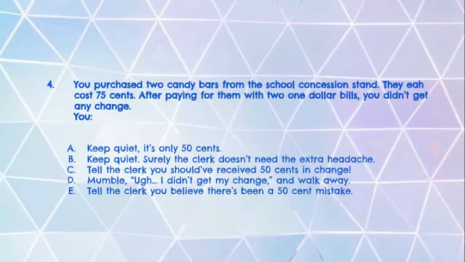Number 4: you purchased 2 candy bars from the school concession stand. They each cost 75 cents. After paying for them with 2 $1 bills, you didn't get any change. Do you: A, keep quiet? B, keep quiet, surely the clerk doesn't need the extra headache. C, tell the clerk you should have received 50 cents in change. D, mumble, ugh, I didn't get my change, and walk away. Or E, tell the clerk you believe there's been a mistake.